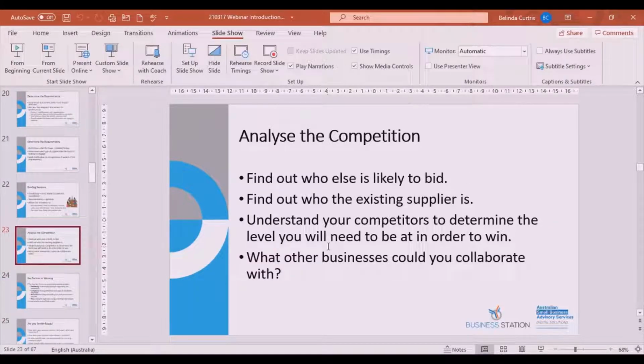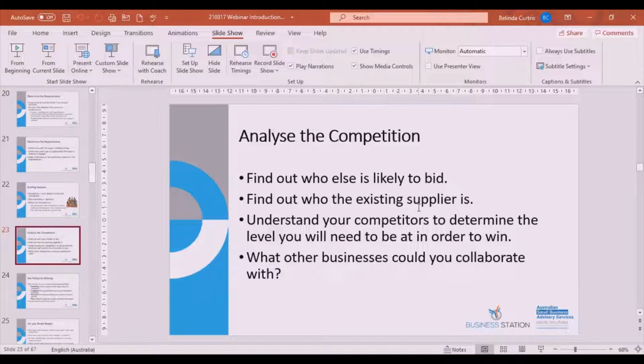Analyse the competition. So who else is likely to bid? Is this a new contract, or is there an existing supplier and the contract has come to an end and they're just going to market again? Understand who your competitors are, because that'll give you an idea as to where you need to be at to win the tender. Who are you competing against?